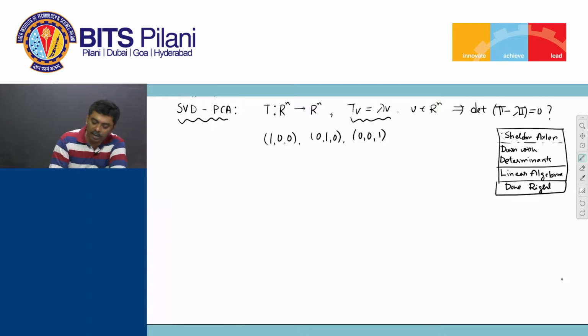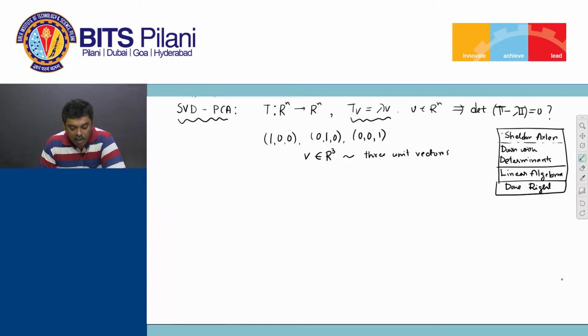Okay, all right. So you have a vector v in R3, which can be generated from these three unit vectors, correct? Right? Okay, so what are these guys then? First of all, these guys are spanning R3, correct?